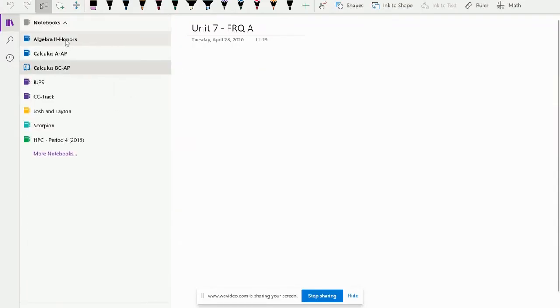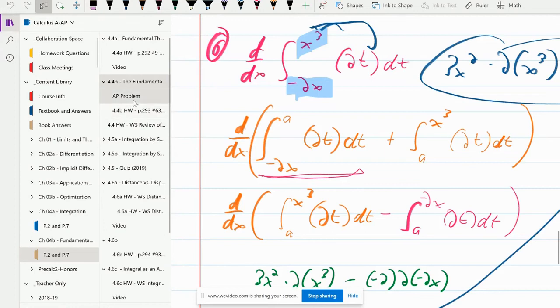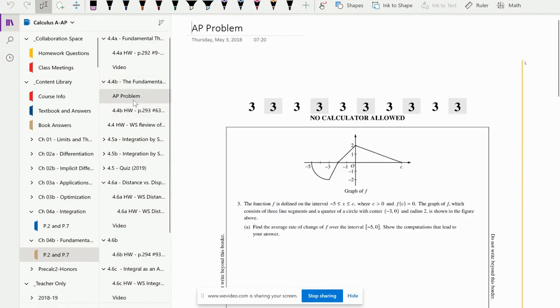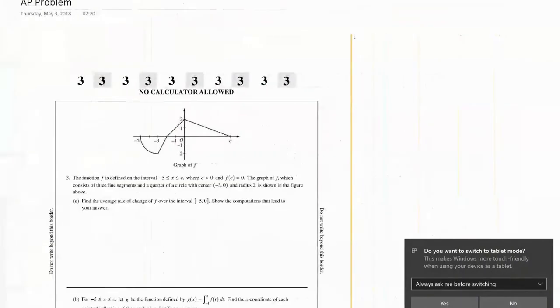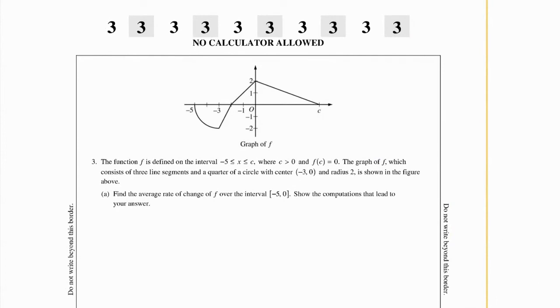Okay, the next part of this, I want to talk about an AP problem. And I wouldn't normally do this, but I want to give you a sense of how this all ties together. This is a free response question that actually appeared on an AP exam, and it's one that you can answer now. You actually have the capability to completely answer this.